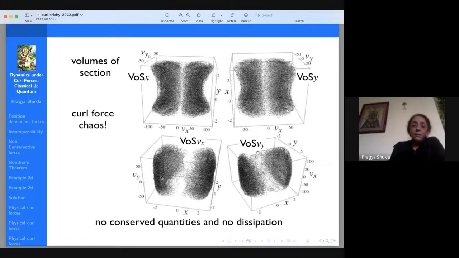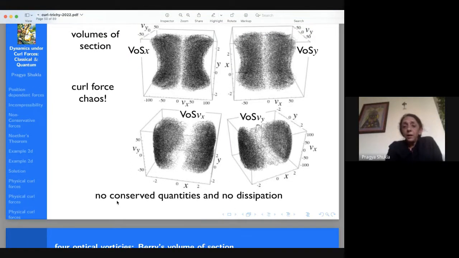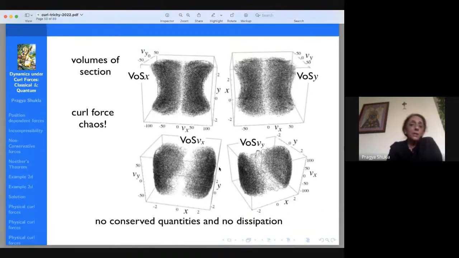The question is, is it a real surface? Suppose I leave it for a long time, will this surface remain? Because of the limitations within the computer we have done this. And by the way, all these numerical plots you are seeing were done by Professor Berry on Mathematica. So although here there is no conserved quantity and no dissipation, these plots seem to suggest there may be some hidden conserved quantity in state space.